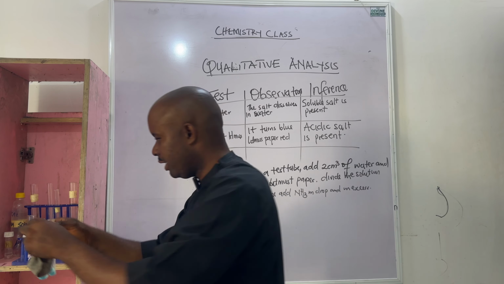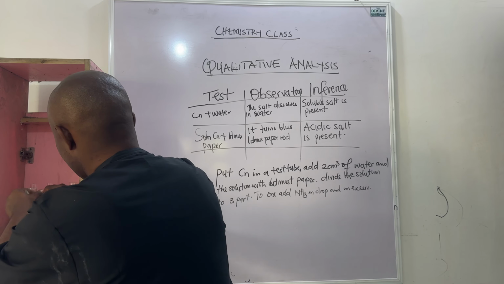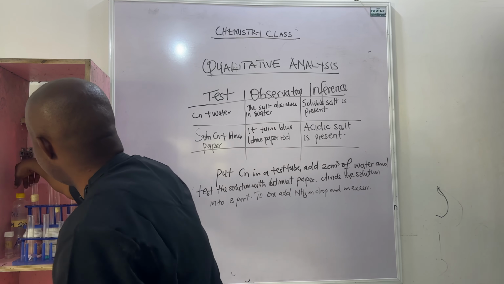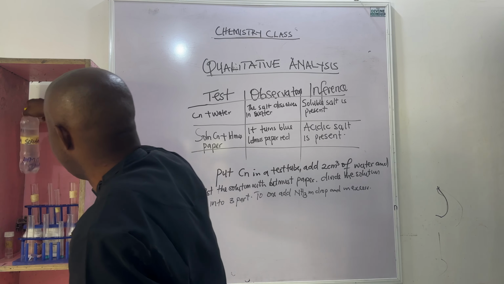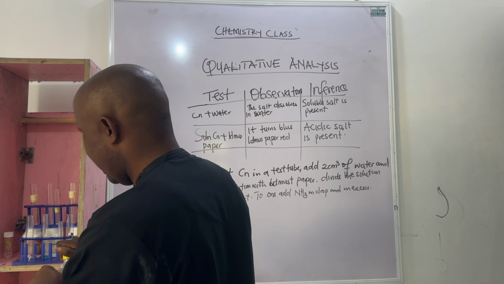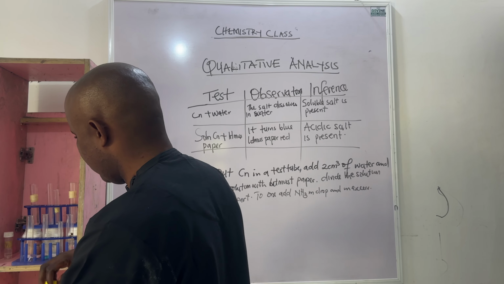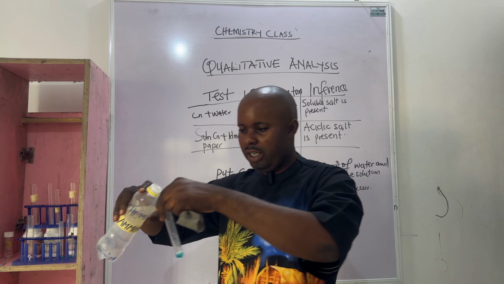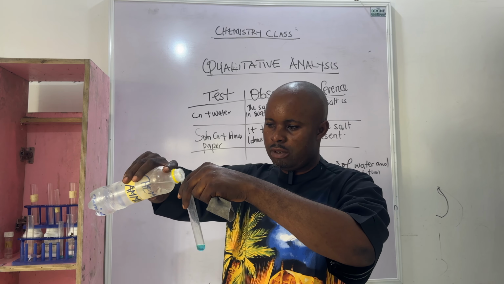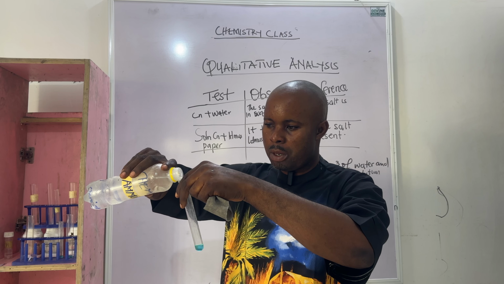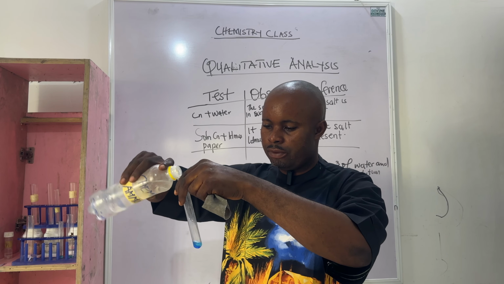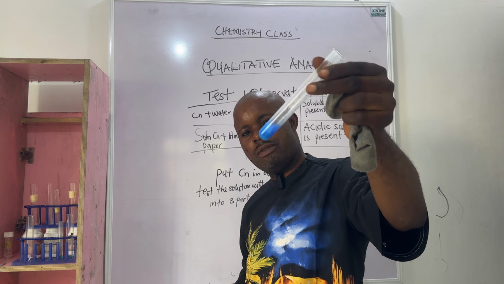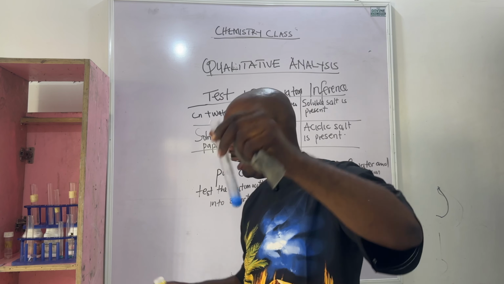All right, we have divided the solution into three parts. We said to one, we should add ammonia in drops. Look at the ammonia. We are going to add it in drops, just a drop. You can see now, ammonia in drops gave us a light blue PPT.